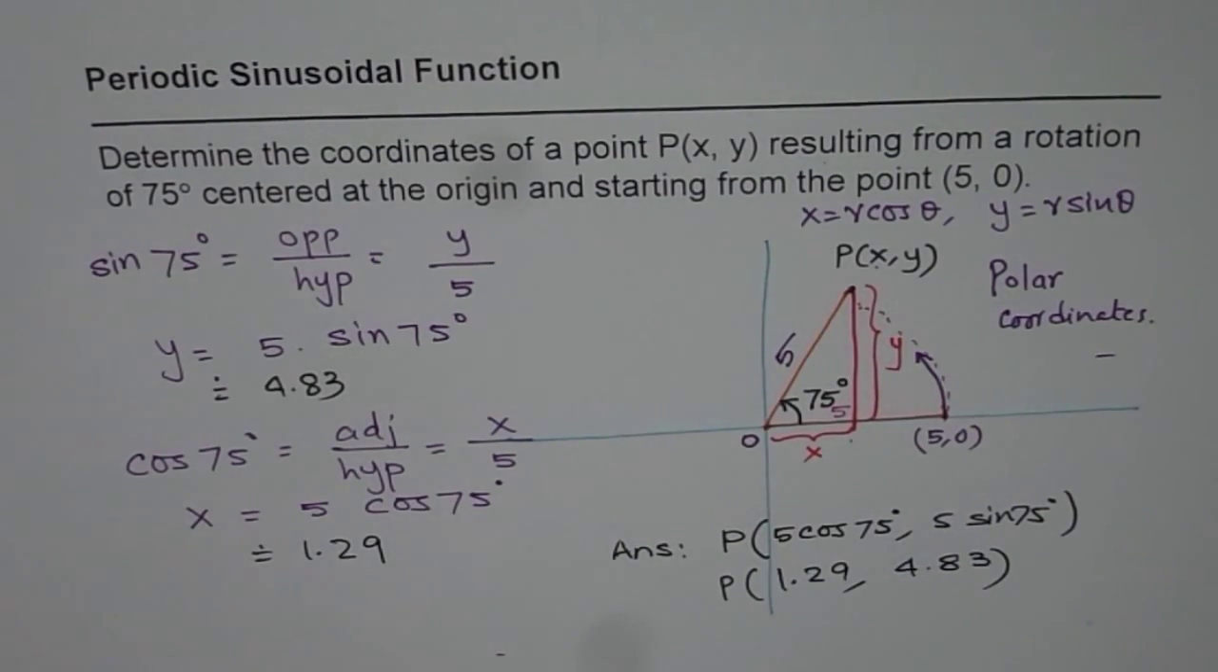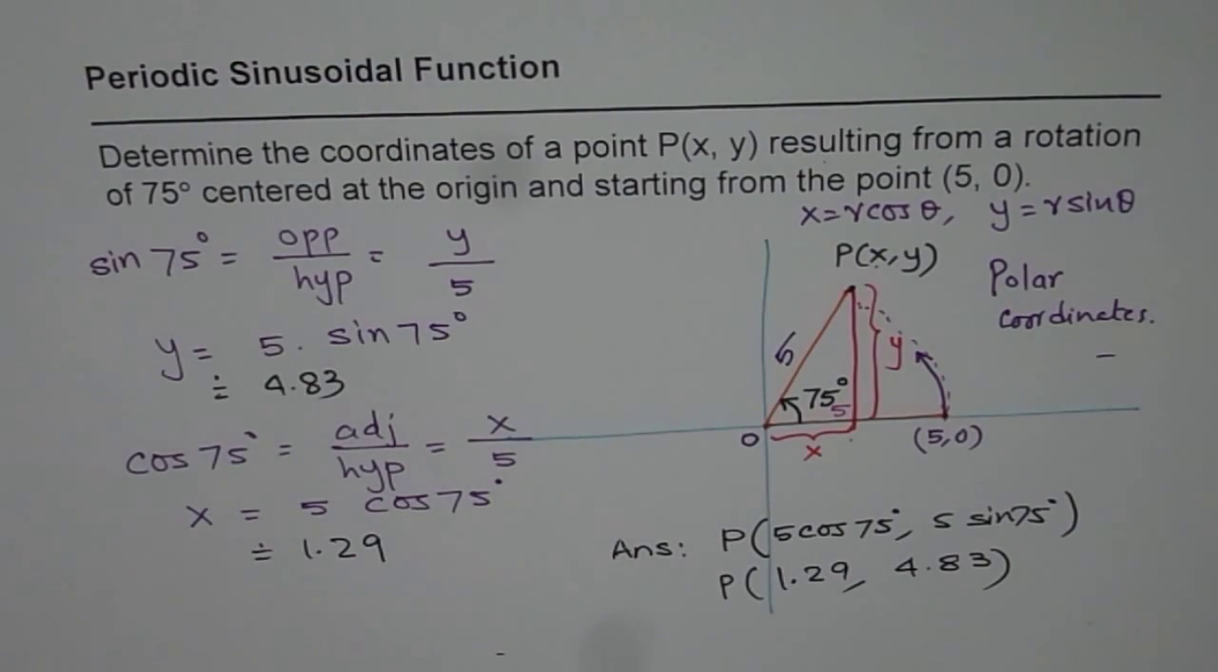You get the idea. So that is how you can find the coordinates of a point after rotation, right? I hope that is absolutely clear and helpful. Thank you and all the best.